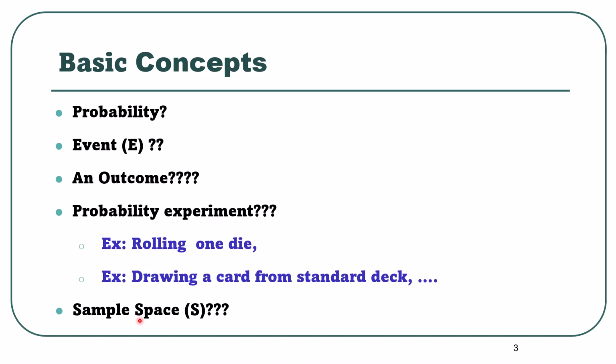Now, another concept that we will use is the sample space. What is the sample space? The sample space S is a set of all possible outcomes of a probability experiment. Like going back to the rolling one die experiment, the sample space is all the numbers from 1 to 6.